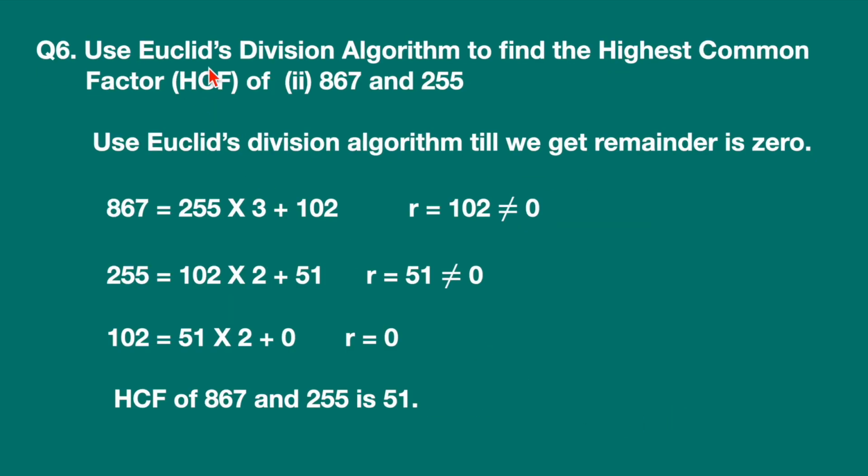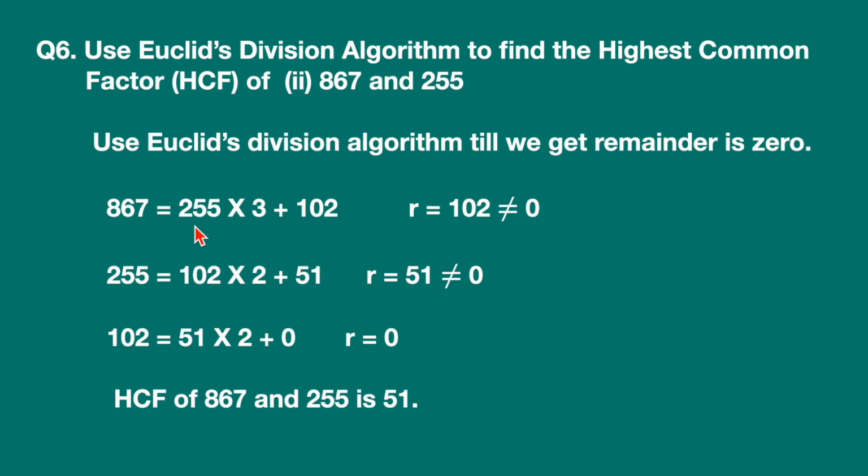Let's use Euclid's division algorithm to find the highest common factor of 867 and 255. Here I told you, you should look at the bigger number. You will take it as A, smaller number as B. Do the actual division. You will get the quotient 3 and the remainder 102. Write it in this form. A is equal to BQ plus R. R is 102, not equal to 0.